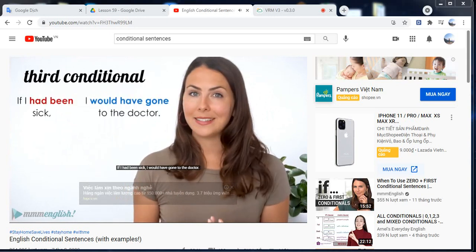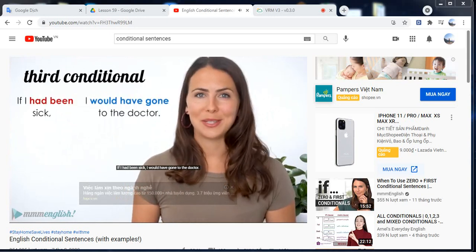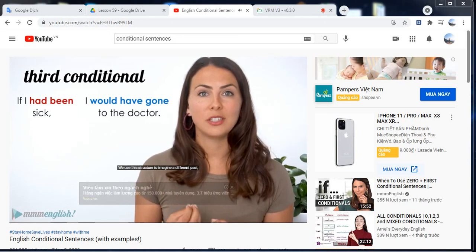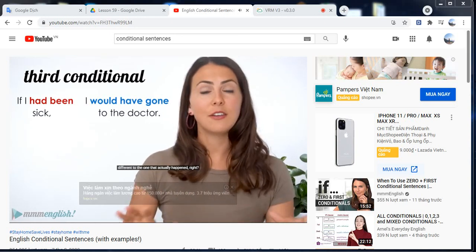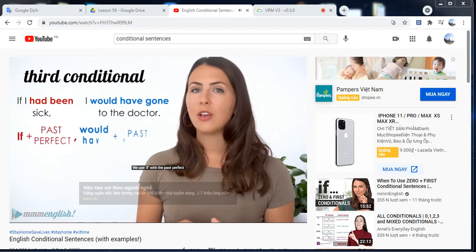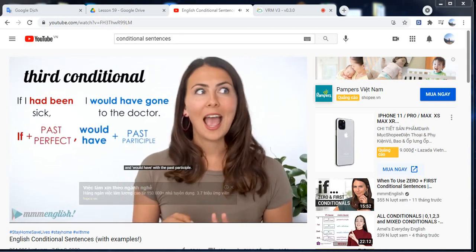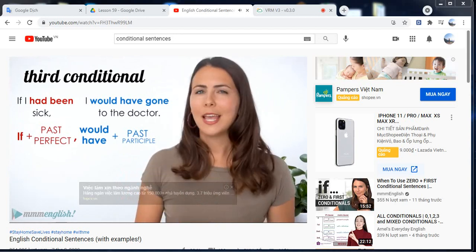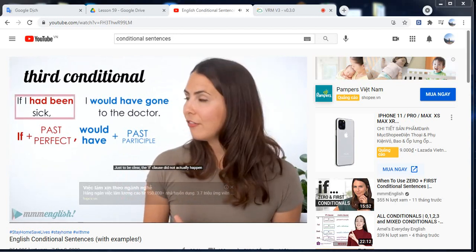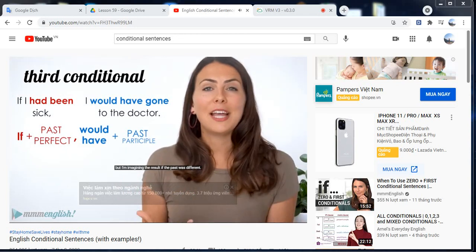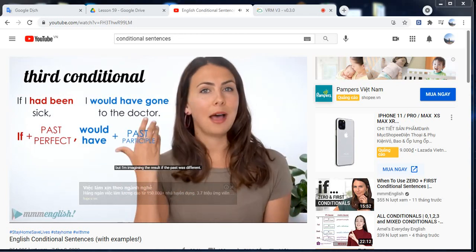If I had been sick, I would have gone to the doctor. We use this structure to imagine a different past, different to the one that actually happened, right? We use if with the past perfect and would have with the past participle. Just to be clear, the if clause did not actually happen, but I'm imagining the result if the past was different.